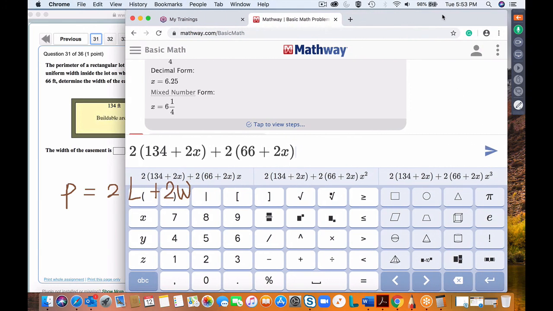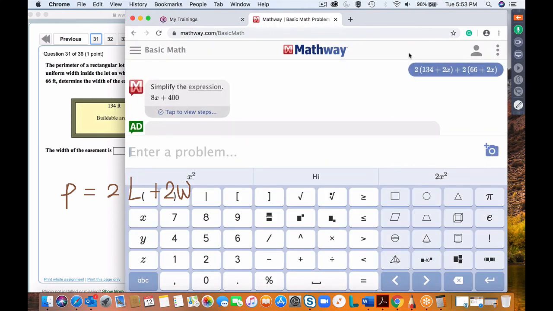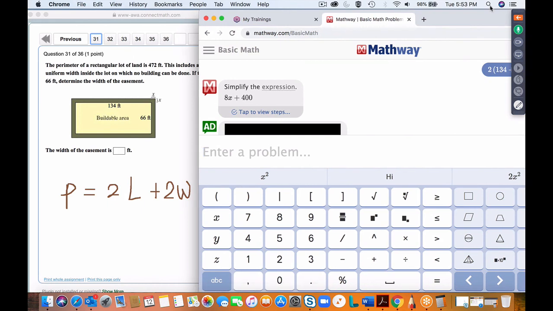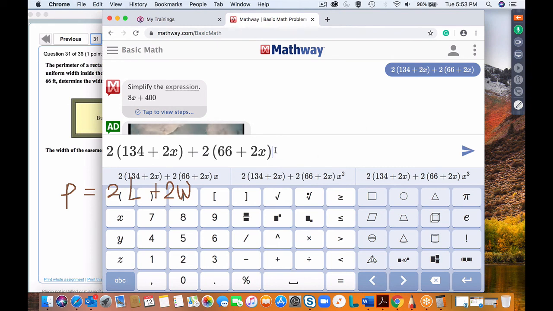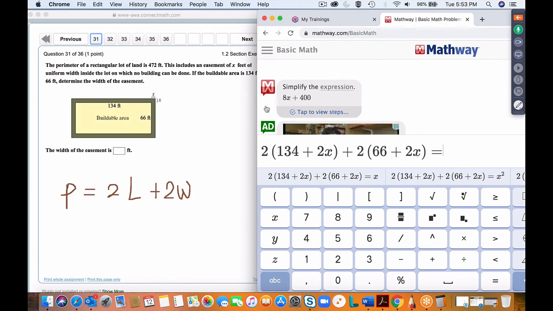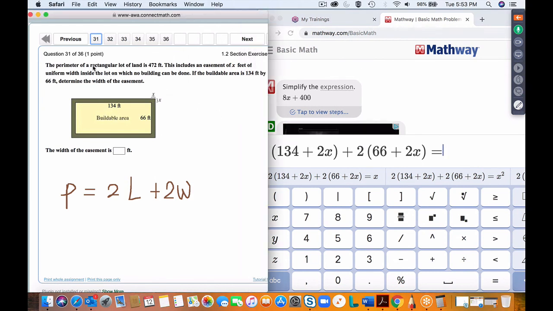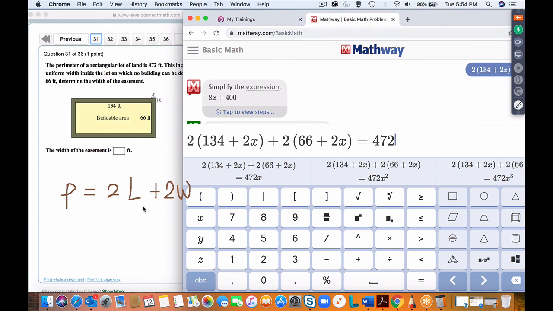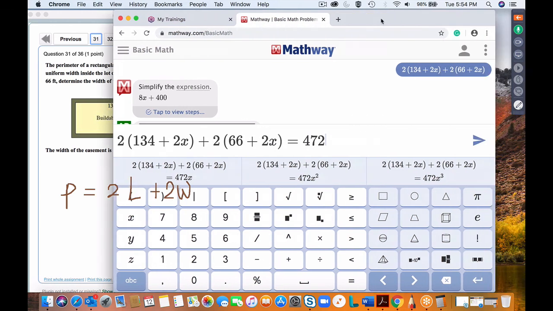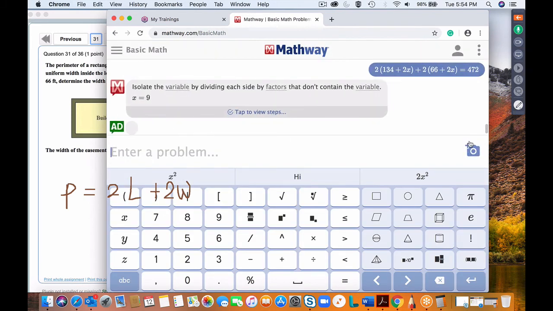And then this nice calculator will compute the value for x. Simplify the expression. Oh, we forgot something. The perimeter is equal to, they say, what is the number? The perimeter is 472. That's the whole perimeter, 472. Now we are back in business. So we have x equal to 9.